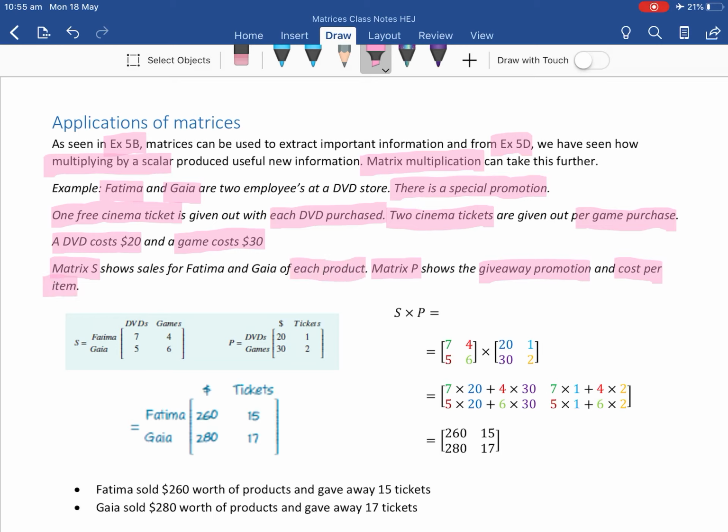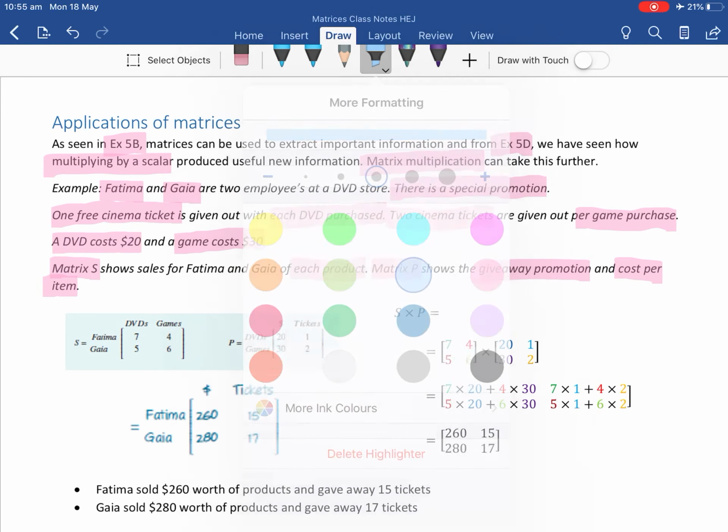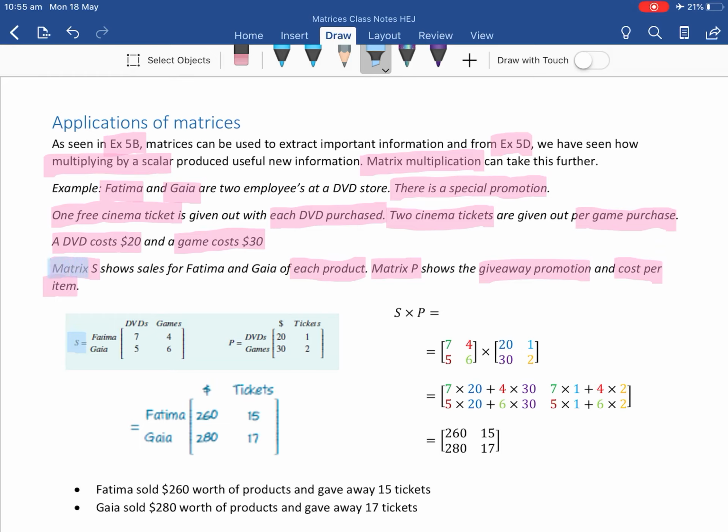This is each product. Okay, so we've got S. Let's do some colours here. So S, this one, shows the sales of each product. So Fatima, she sold 7 DVDs and 4 games, and Gaia sold 5 DVDs and 6 games. So that's what that matrix shows.